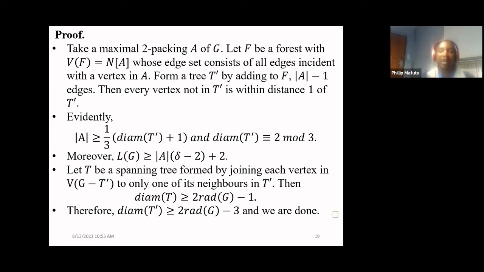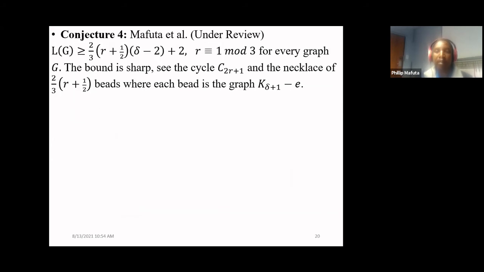So you can see that it also simplifies some of the proofs on the radius and diameter if you follow that pattern. We also used the same concept, together with set theory, to establish bounds on the domination number. So you can use that to establish some of the results in literature.